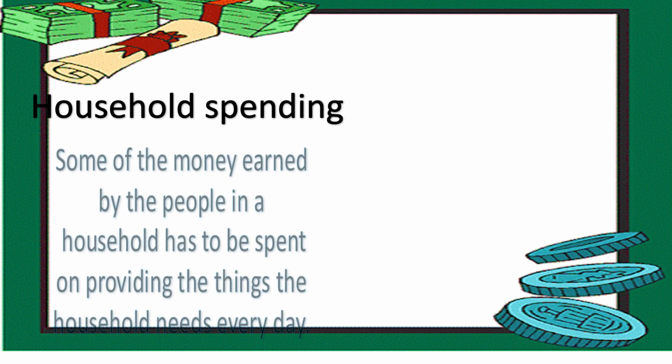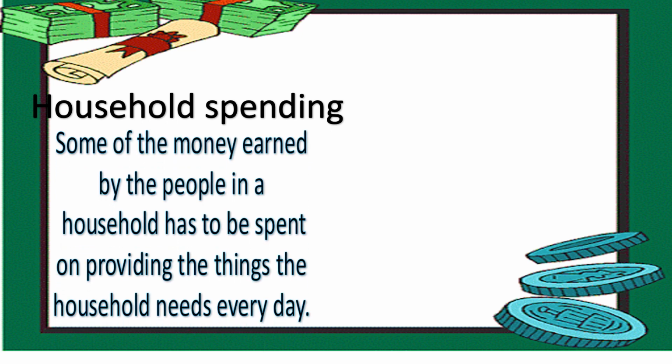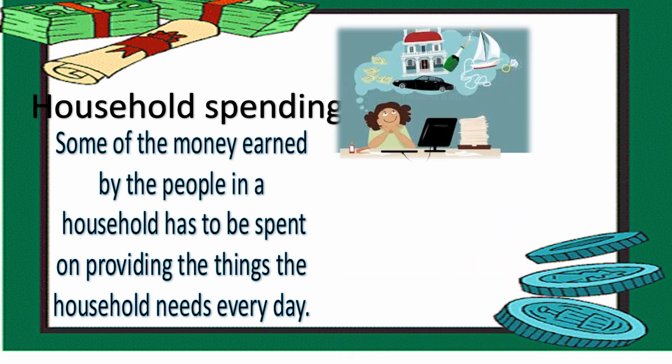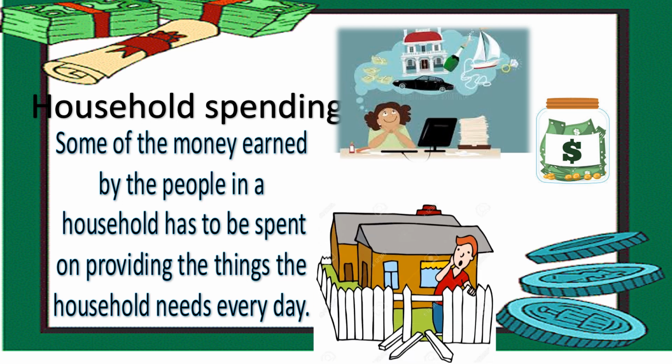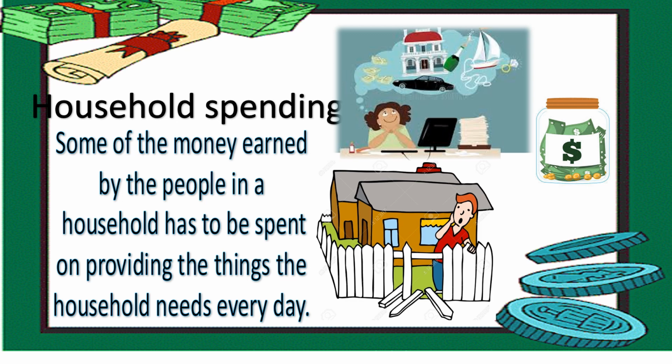Household spending. Some of the money earned by the people in a household has to be spent on providing the things that the household needs every day. So if you want to have expensive things, an expensive vacation, if you want to buy things that cost a lot of money, of course you have to save for it. And also household spending includes when there are things that need to be repaired in your household, like a broken fence, for example. You need money in order to repair it.